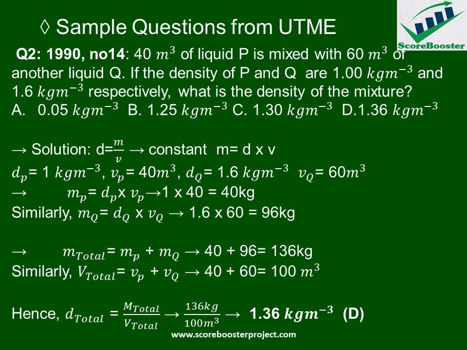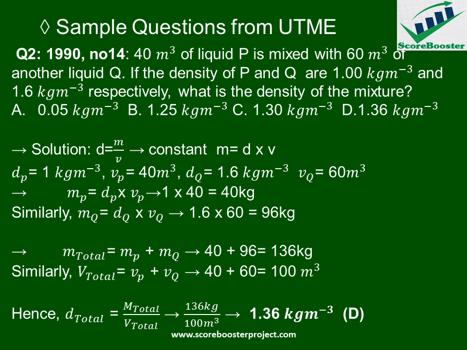Now on to solution. We have to recall that the density D equals mass m over volume V. Then we can make m the subject by cross multiplying to get m equals D times V, that is density times volume.